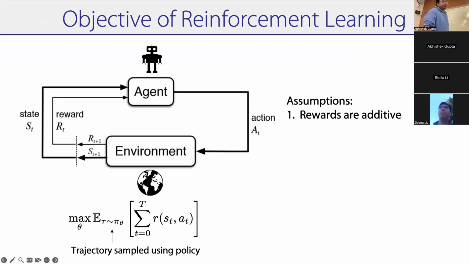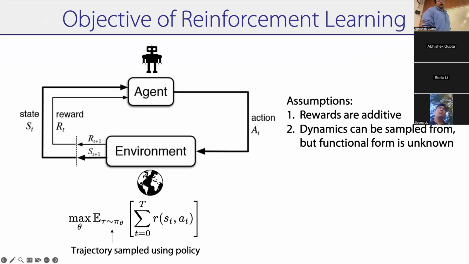So the first assumption is that rewards are additive, right? Which means that your goal is to optimize the sum of rewards. It's not the product of rewards. It's not any other function of rewards. It's an assumption that rewards are additive. Right? The second thing that we're going to assume is that we have access to the dynamics for sampling purposes.